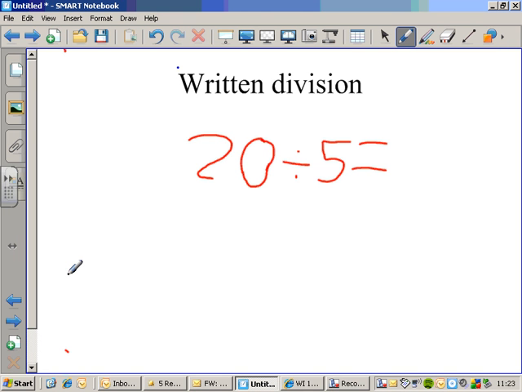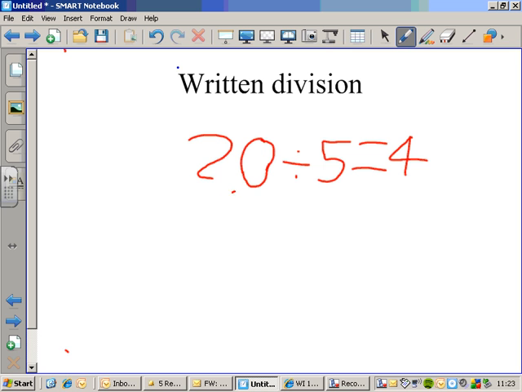Patterns and finishes here. And we're starting with a simple sum, 20 divided by 5. And what does this mean? It means how many times does 5 go into 20? Well done. And Mitch, how many times does 5 go into 20? 4. Well done. And you can write, and if you know your times tables, then it comes in very useful.